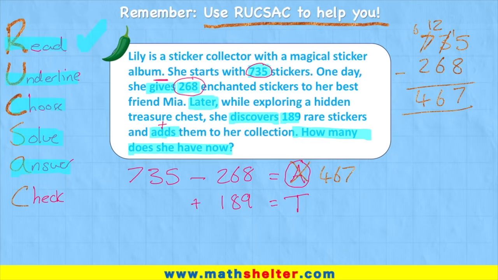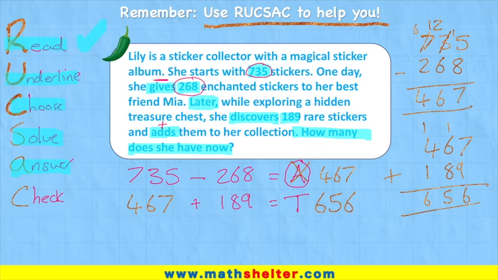Now I can replace this answer with 467, which means I can also replace the first part of this number sentence with 467. Now I'm adding 467 to 189. Add them up. 7 plus 9 is 16. 1 plus 6 is 7, plus 8 is 15. 1 plus 4 is 5, plus my 1 is 6. So my total is 656. And now the last thing I need to do is just check my answer.